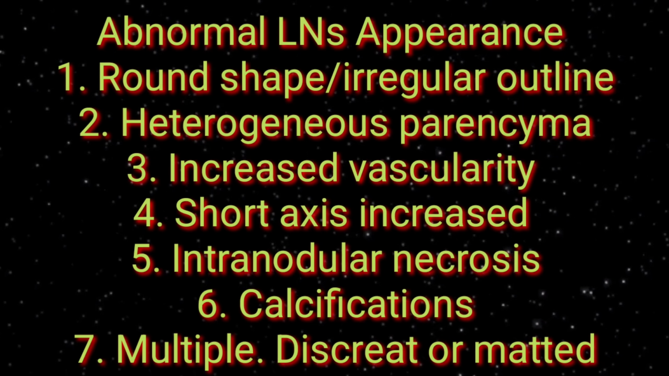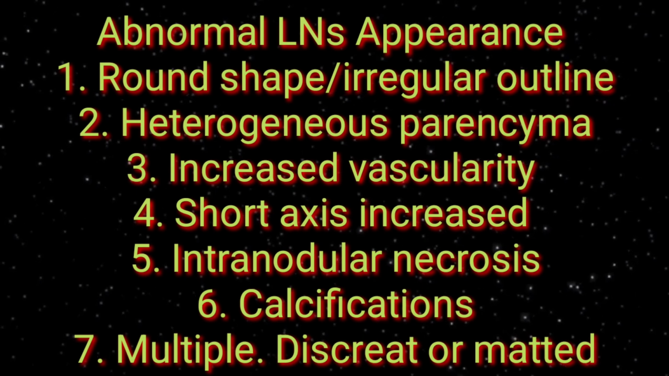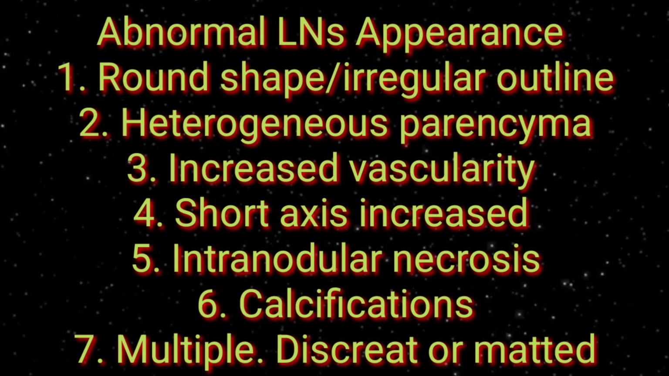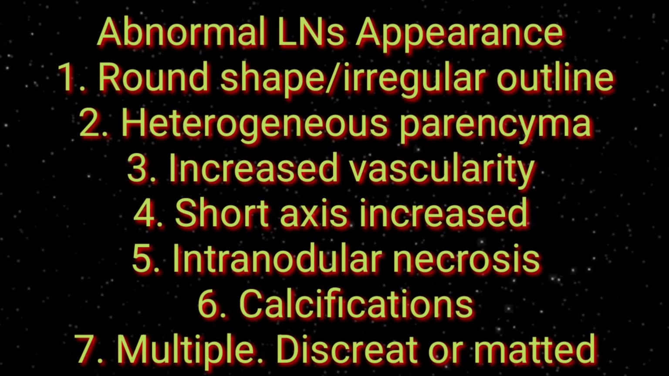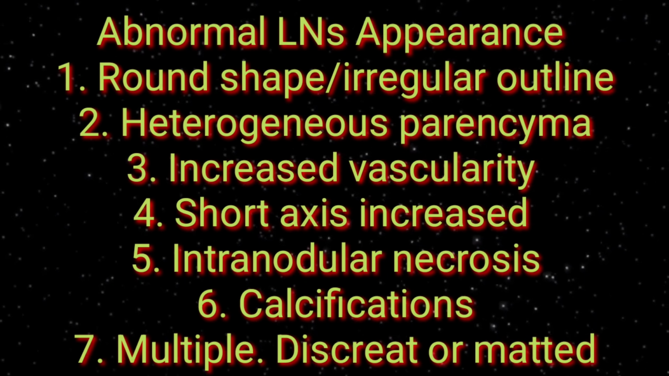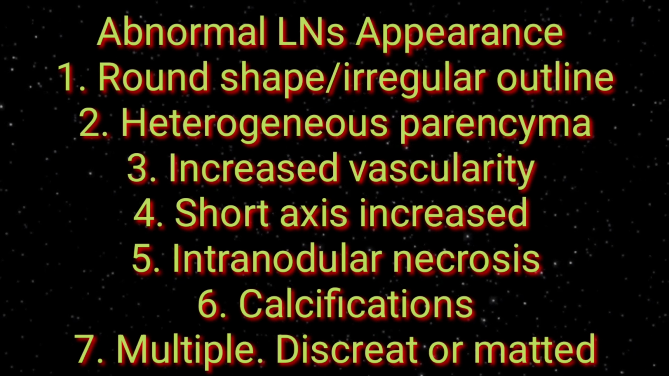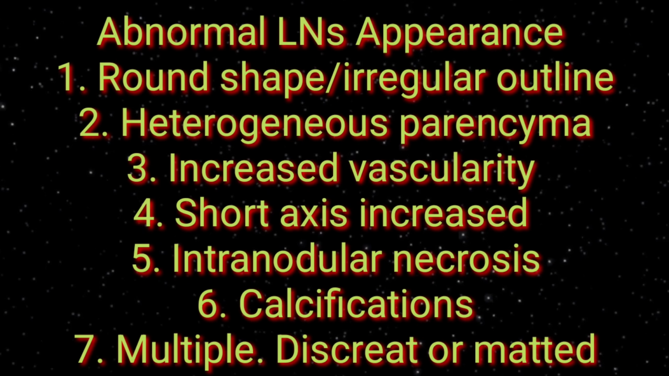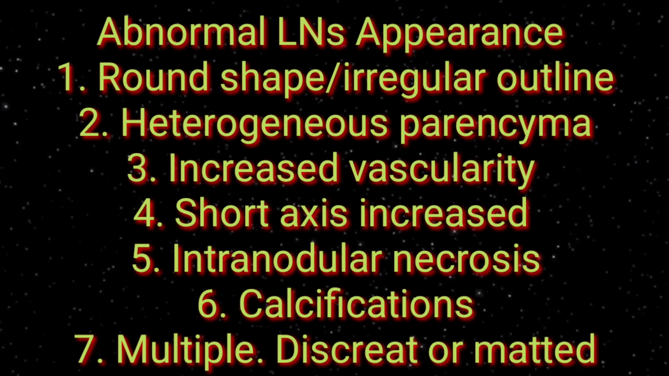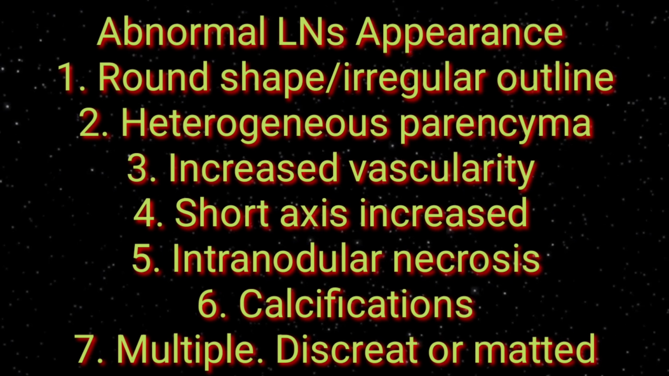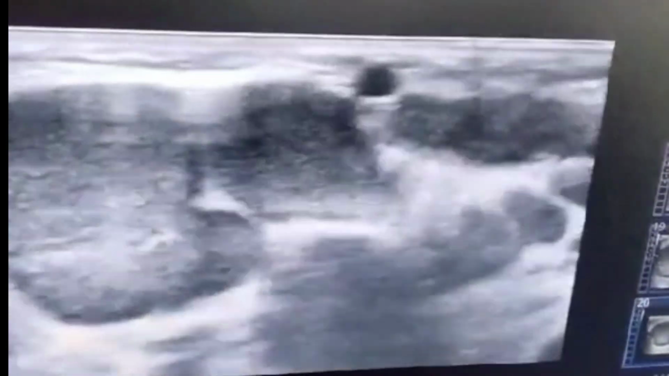In some cases you might see intranodular necrosis. Sometimes you may see intranodular calcification. Besides this, also pay attention to its multiplicity, whether this is a solitary lymph node or multiple lymph nodes, and whether these lymph nodes are discrete or matted together. Mind you, in the cervical area, if there are lymph nodes matted together and rubbery in nature, it is characteristic of a tuberculosis appearance.